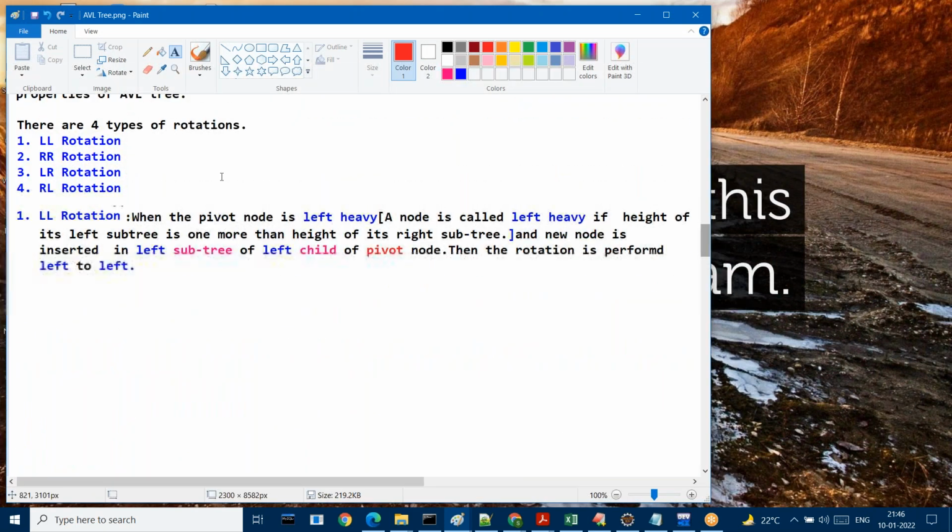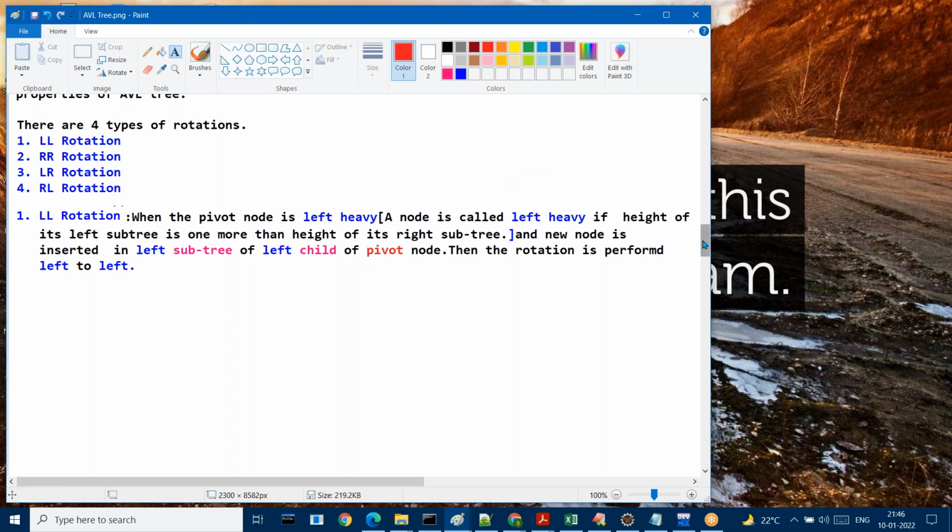Okay, let it be here, no problem, you can understand. Because of the addition of this part, this point is getting a bit bigger. No need to worry. So this part is the definition of left heavy, and that's very simple. Height of left subtree is one more than height of right subtree. But when the pivot is left heavy and the new node is inserted in the left subtree of the left child of the pivot node, then the rotation to be performed is LL rotation.